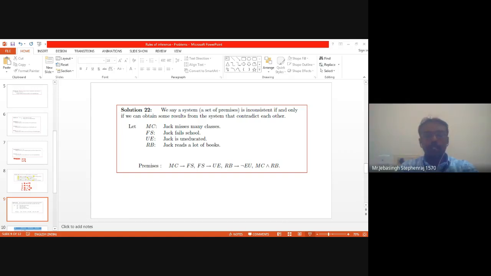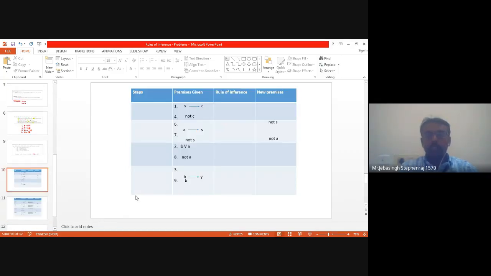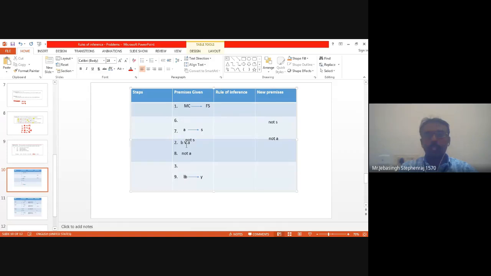Now I'm going to put it in a table and apply the rules of inference to the given premises. So first, what is given? Misses classes, and then he fails school. That is the first premise. What is the second premise? You form a table like this. The premises given, you write in one column.